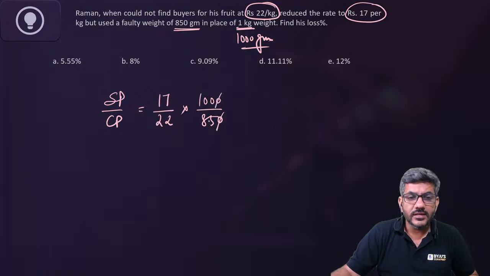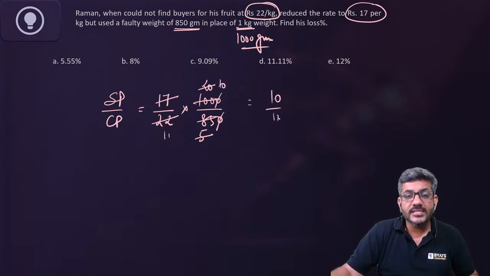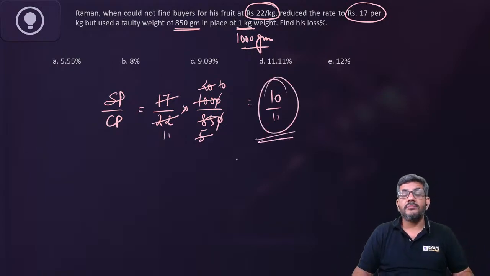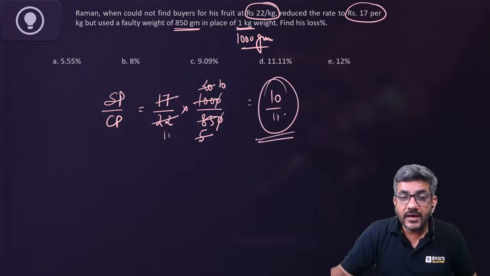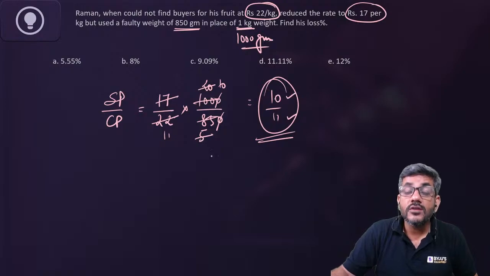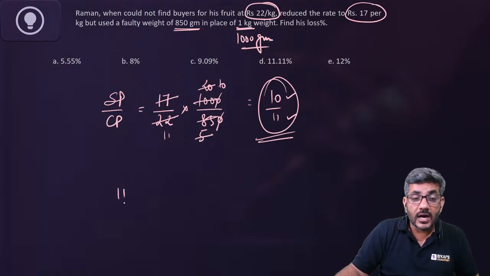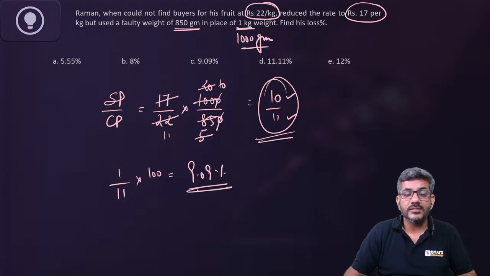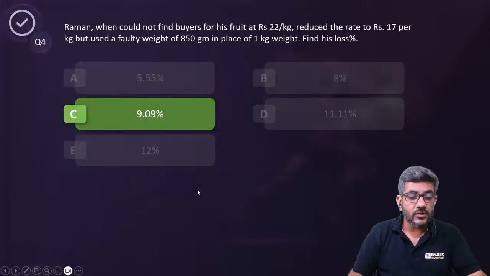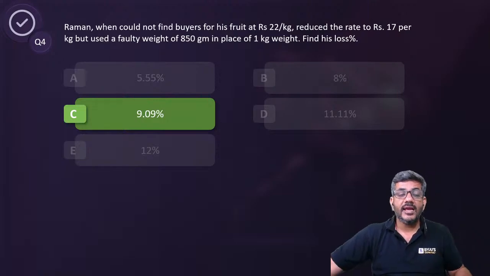0 is cancelled out with 0. 17 5s are 85. 5 20s are 100. 2 10s are 20, 2 11s are 22. I have SP by CP as 10 by 11. That means an article of 11 rupees is being sold for 10 rupees. That means on an article of 11 rupees, there is a loss of 1 rupee. On 11, there is a loss of 1 that is equal to 9.09%. And that is the right answer for us. Option C is the correct answer.